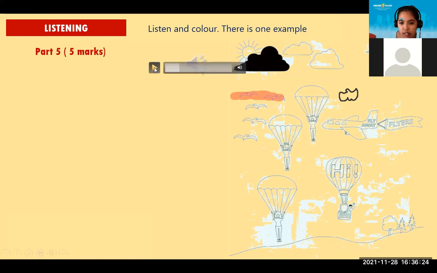Okay, very good. Let's continue to listen. Three. If you look at the plane, you can see it has 3 windows. Yes. Now, draw another one. A 4th window on the plane? Yes. And colour it green. Green. OK.